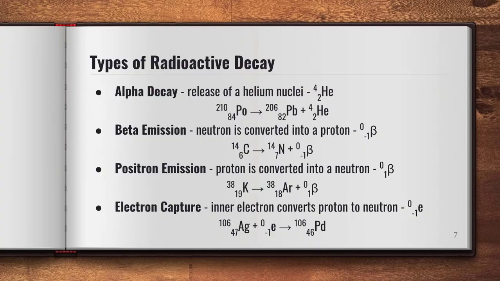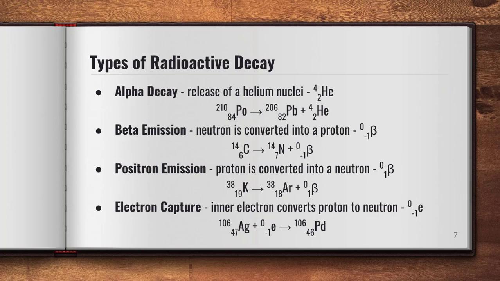There are several different types of radioactive decay, and again, these will depend on the circumstances and the element that we're looking at. But the 4 main ones, there's alpha decay, which requires a release of a helium nuclei. So you see that there with polonium becoming lead and a helium atom is released. Beta emission, which is where a neutron is actually converted into a proton. So you see it looks a little weird because it has a beta icon, but there's a negative symbol associated with it. So you have to do a little bit extra math here.